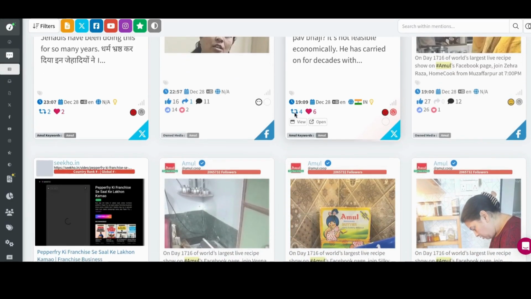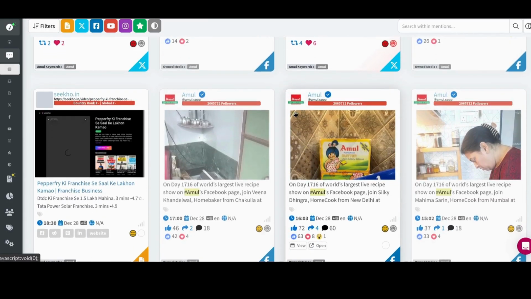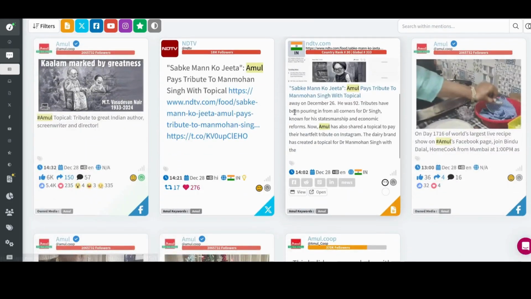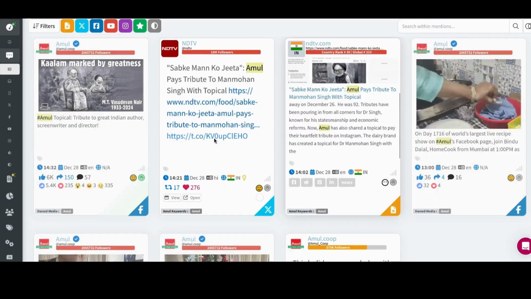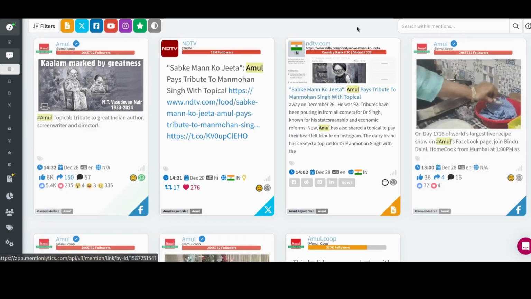On top of that, mention analytics also categorizes mentions by their sources. So Amul can easily differentiate between tweets, blogs, articles, or news mentions. This helps them understand which platform is driving the most engagement and which channels need more attention.